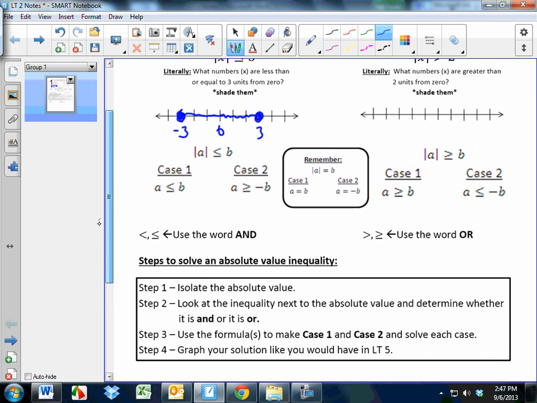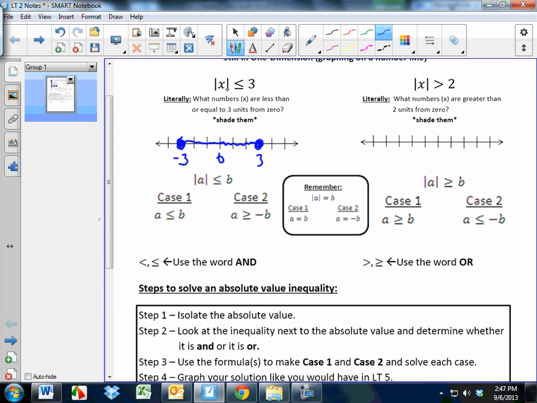So when we are working with absolute value inequalities and we have a less than or equal to, we will use the word and. So anytime there's a less than or equal to, we'll use the word and. And the left side of these notes are all dedicated to and problems. The right side is dedicated to greater than, which will be or problems.